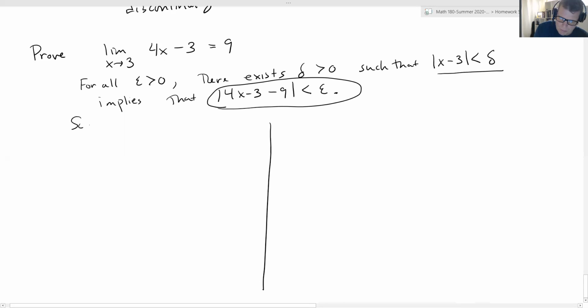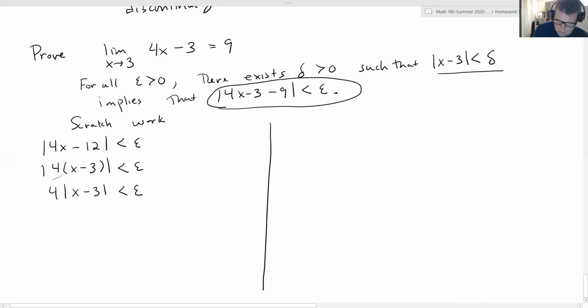So here's my scratch work, like we've seen before. I've got the absolute value of 4x minus 12 is less than epsilon. So now, doing my scratch, 4 times the absolute value of x minus 3 is less than epsilon. Since 4 is positive, I can pull it out. And what I notice now is I'm very close to getting the absolute value of x minus 3 less than delta.